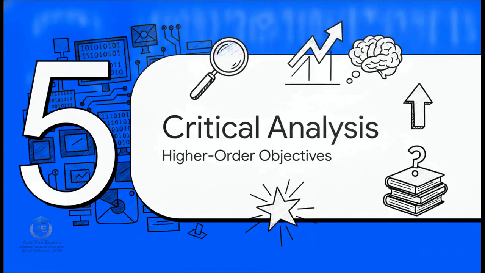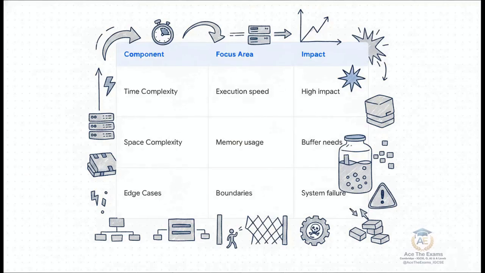Finally, Section 5, Evaluation and Critical Analysis. If you want to hit those highest grade boundaries, you've got to evaluate algorithm quality using very specific metrics. When you're analyzing a bit streaming scenario, you have to evaluate execution speed through time complexity. You also need to evaluate memory usage, which completely determines your buffer requirements through space complexity. And always look at the boundary conditions. Those edge cases can cause a total system failure if you just ignore them.